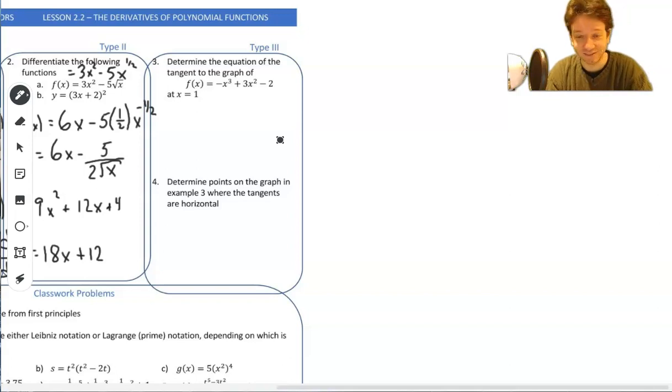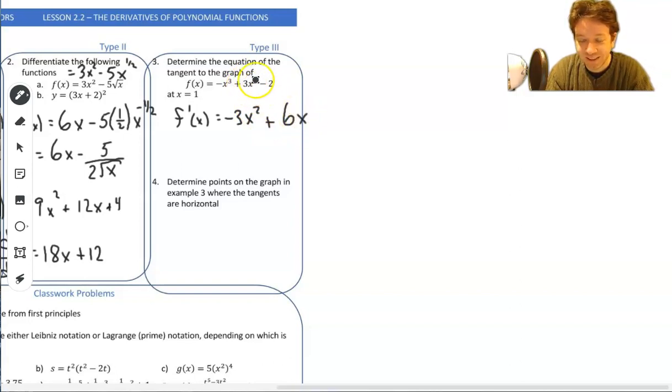And this is why, because now I've taught you a much easier way of doing it. So let's find the derivative for the function. Multiply by 3, so we get minus 3x. Subtract the exponent by 1, so 3 minus 1 is 2. Plus, 2 times 3 is 6, times x. Subtract the exponent by 1, so 2 minus 1 is just 1. And then any constant is 0.